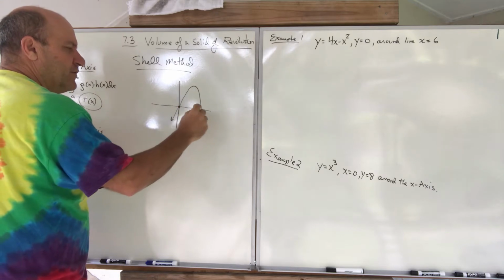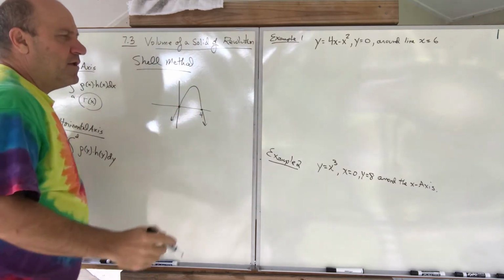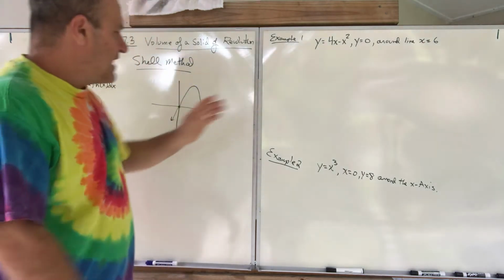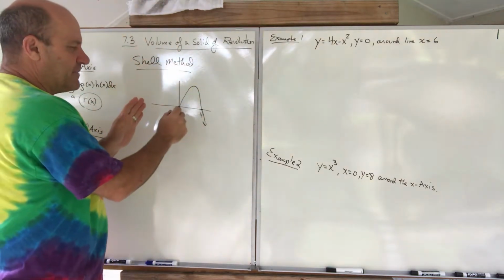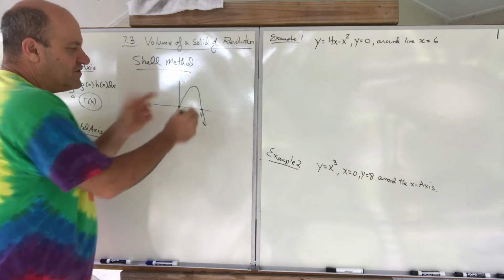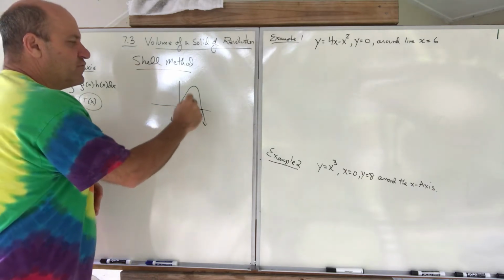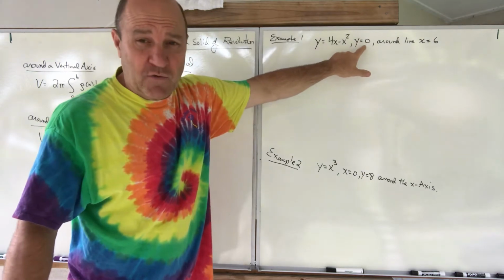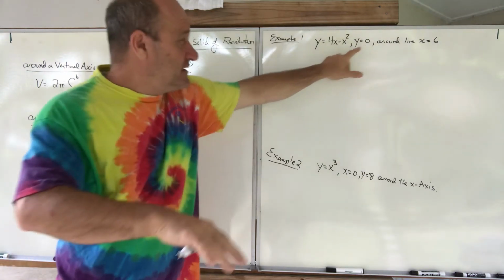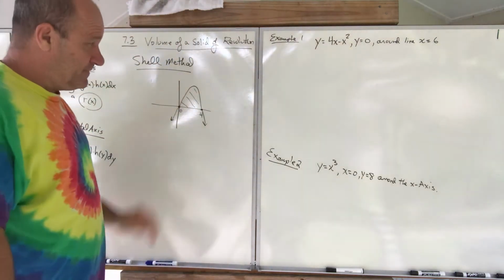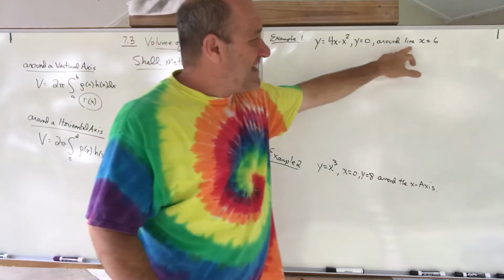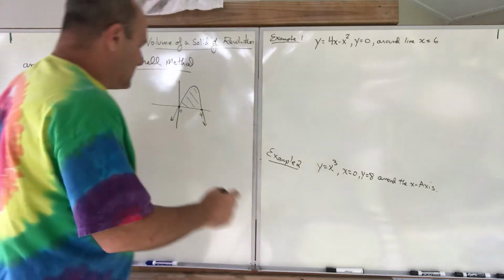And it continues. But it's this upside down parabola. If I factored out an x, I would find out it has these x-intercepts at 0 and 4. So this is the region. It's bounded by the parabola, and it's bounded by y equals 0, which is the x-axis. So that's the region. And it's being revolved around the line x equals 6, which is kind of interesting.